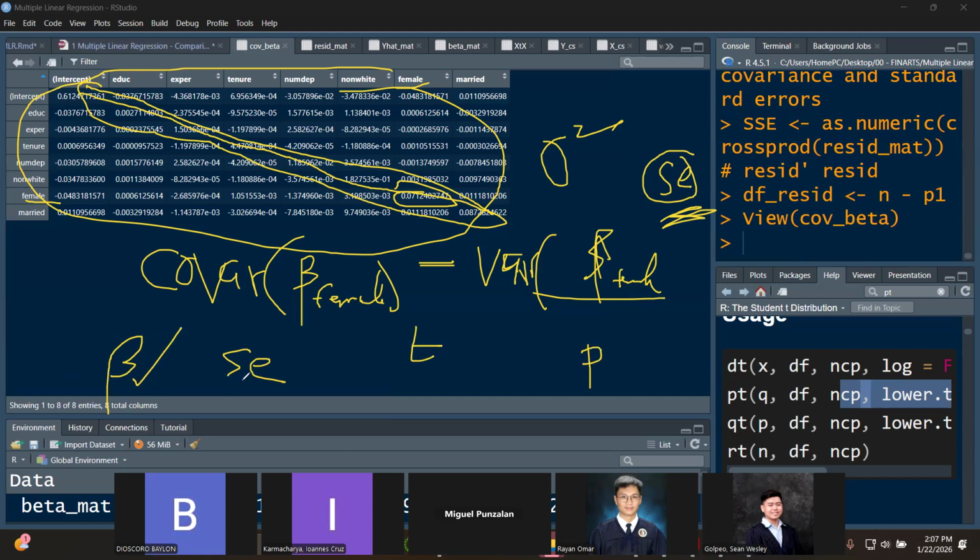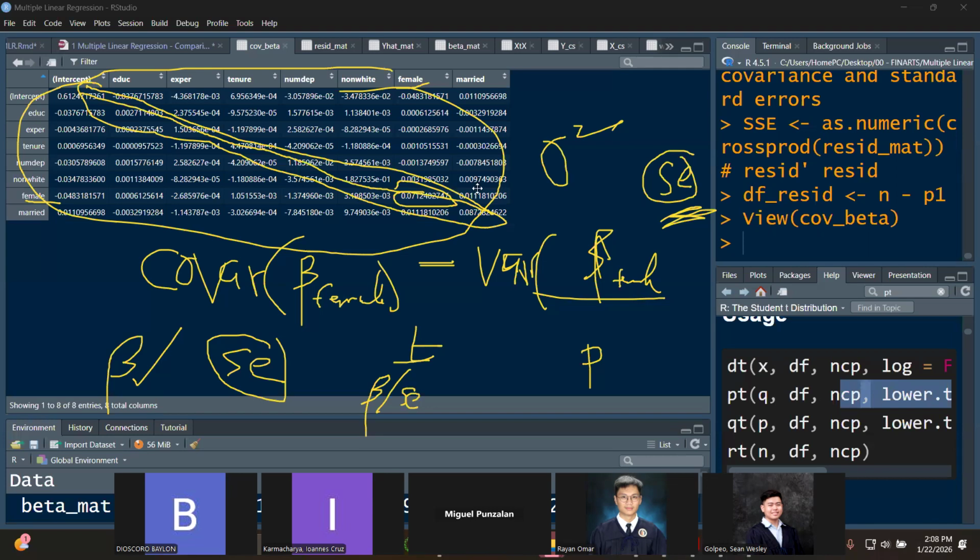Beta, you have this. Standard error is this one, class. The square root of that, because this is your variance. To get the standard deviation or the standard error, class, of your parameters, you get the square root of these diagonals. Okay, and then your t-value will be just divide beta by SE.